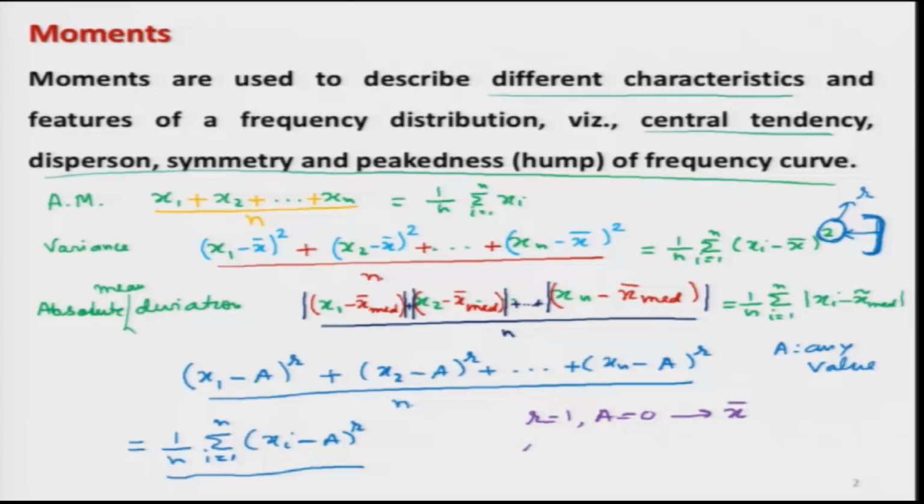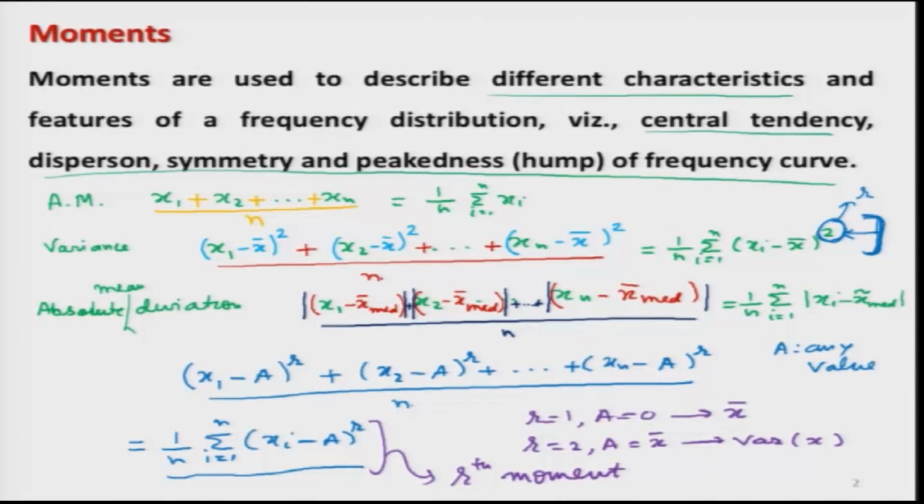you get here nothing but the arithmetic mean x bar. If you take here r equal to 2 and a equal to, say here, x bar, then you get here the variance of x. Similarly, if you try to choose other values, we can define some other functions which are going to represent the different characteristics of the frequency distribution. So, in general, I can call this function, say, the rth moment.